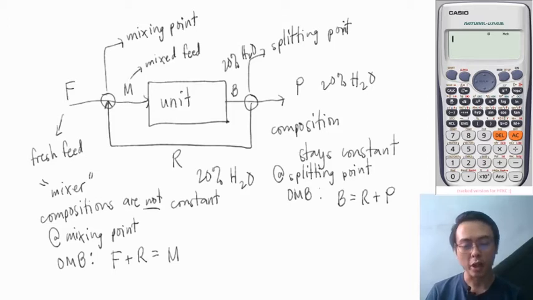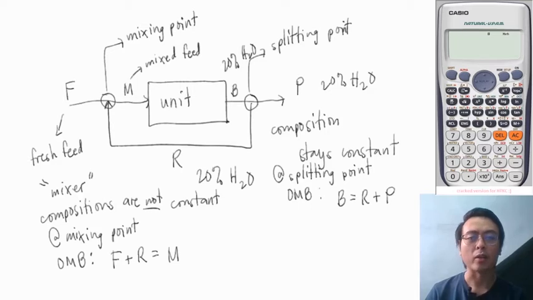Okay? If you take a look at the material balance of the splitting point and the mixing point, they are very different. In the splitting point, normally, you no longer need to perform component balances because compositions are constant. If you do need to perform component balances at the splitting point, that is just to solve for the other values of the streams. No? For the mixing point, you have to perform the component balances because that is one way for us to determine the compositions of the mixed feed. No? So you can perform your component balance at the mixing point.